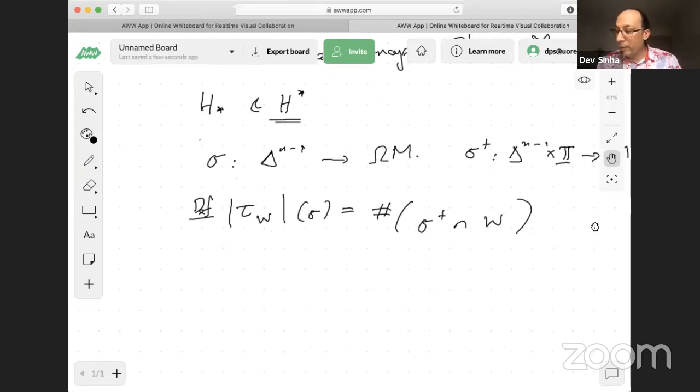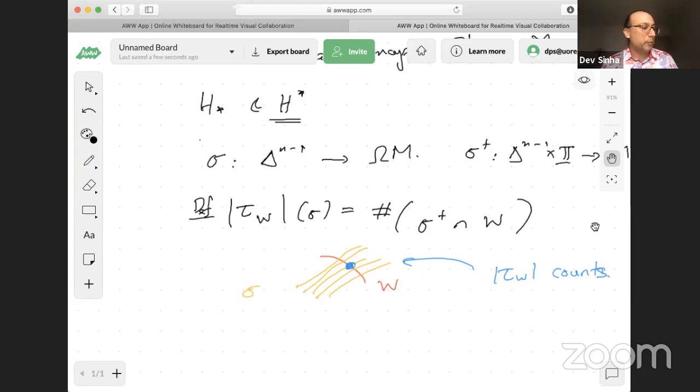And so the picture is, if we have our M, and then we have our W, and then sigma is some family that we can think about as sort of sweeping out. And then what I'm going to do is just count the number of times that sigma sweeps out through W. So in this example, it's just 1. So that's what bar tau W is counting. Okay, so that's all well and good.